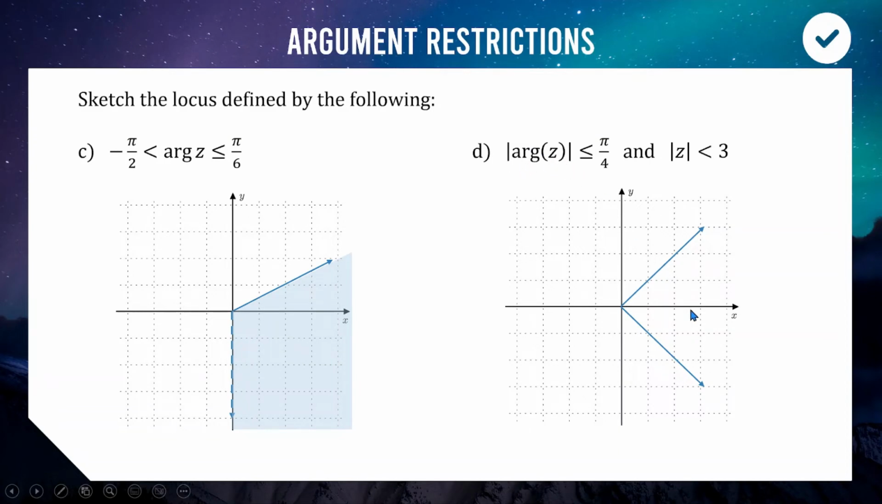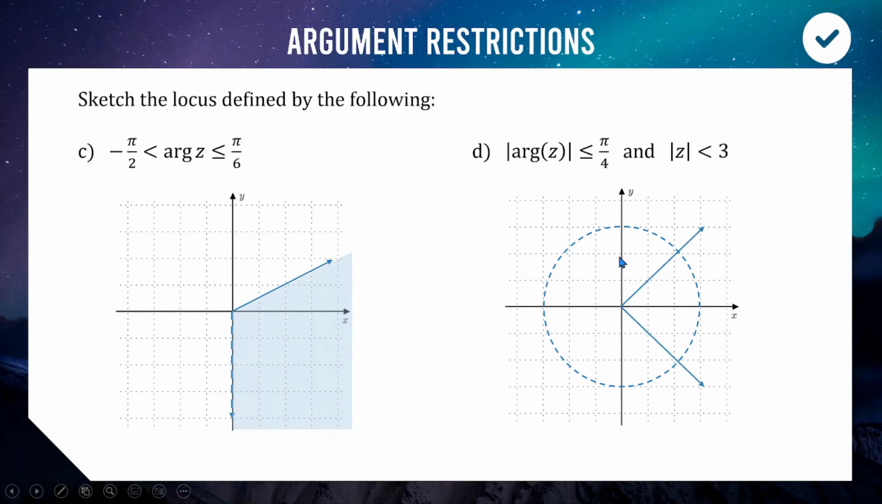Okay, so anywhere in this region here, if we found the argument and made it positive, it would be less than or equal to pi on 4. But we also want the modulus, which is the distance from the center, to be less than 3 units. So we're going to need a circle with a radius of 3. Again, it's dotted because we have a less than, not a less than or equal to.